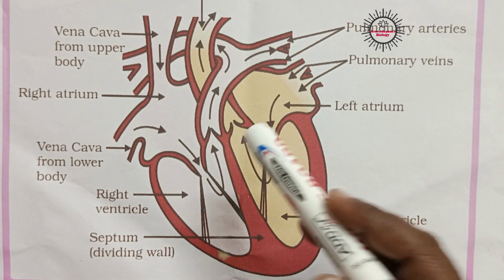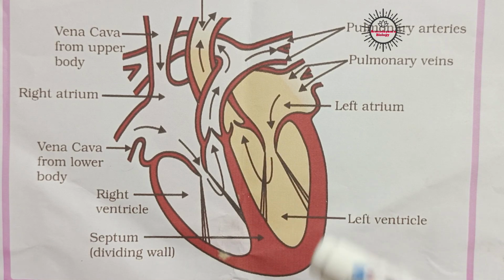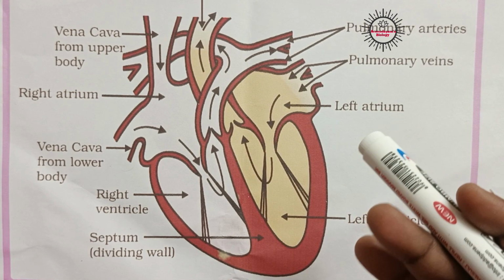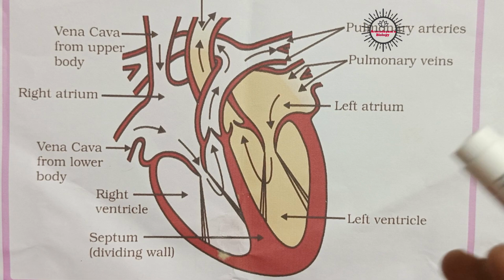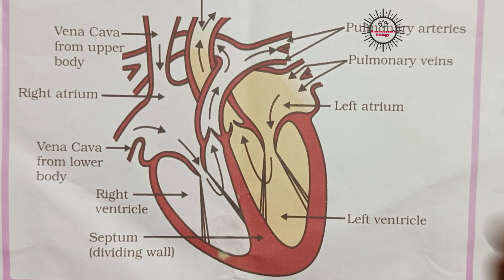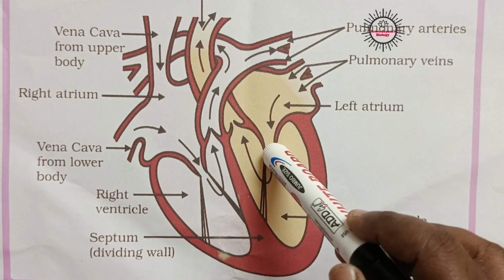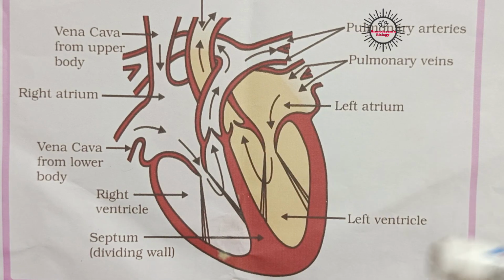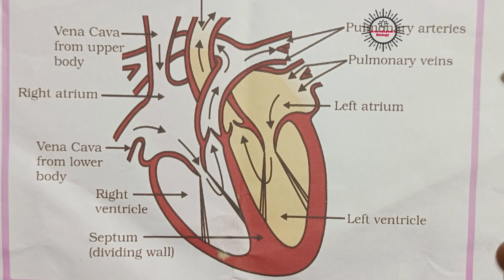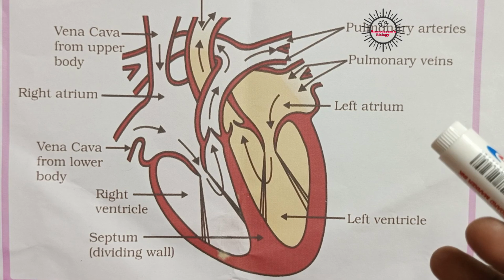Okay, the detailed internal structure of the human heart is not given in our CBSE syllabus, but in the old syllabus we have a detailed description. We have different septa, different valves, and different chambers. So the detailed description is already given in the old syllabus.